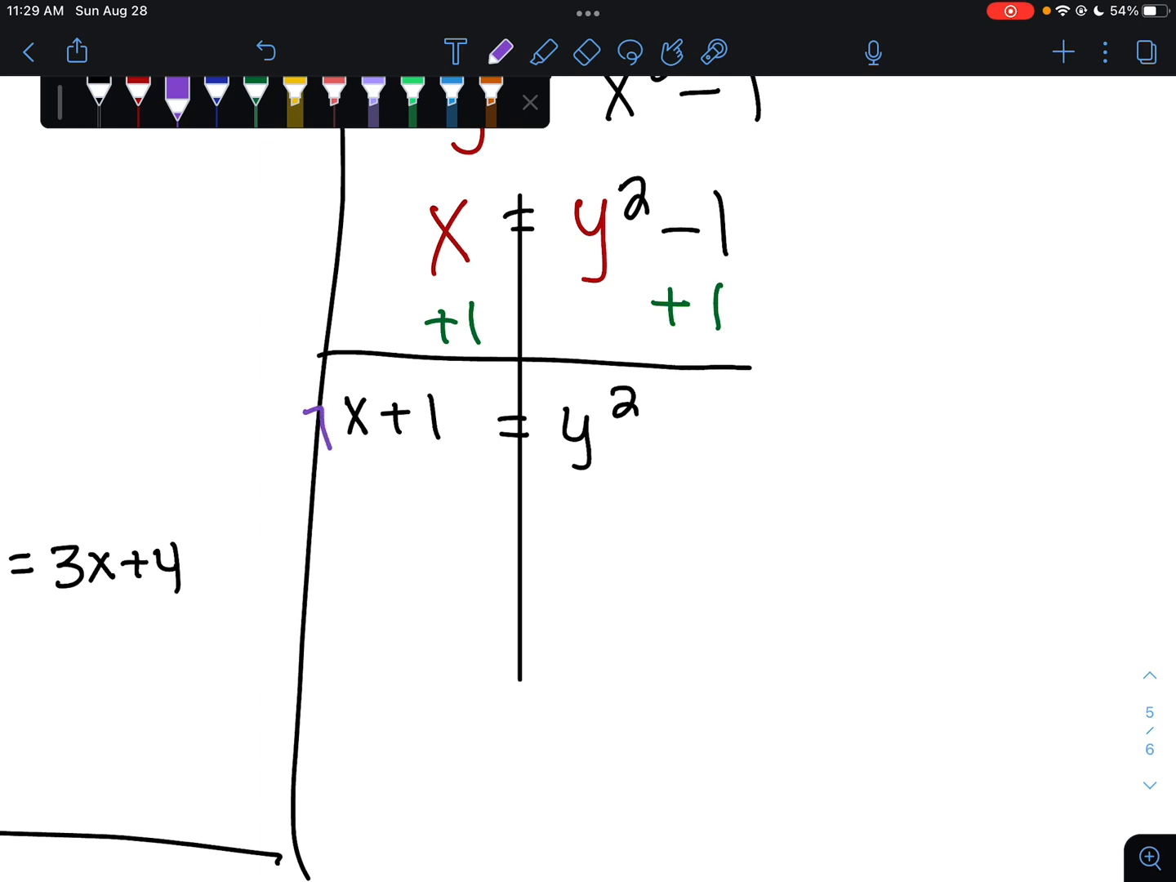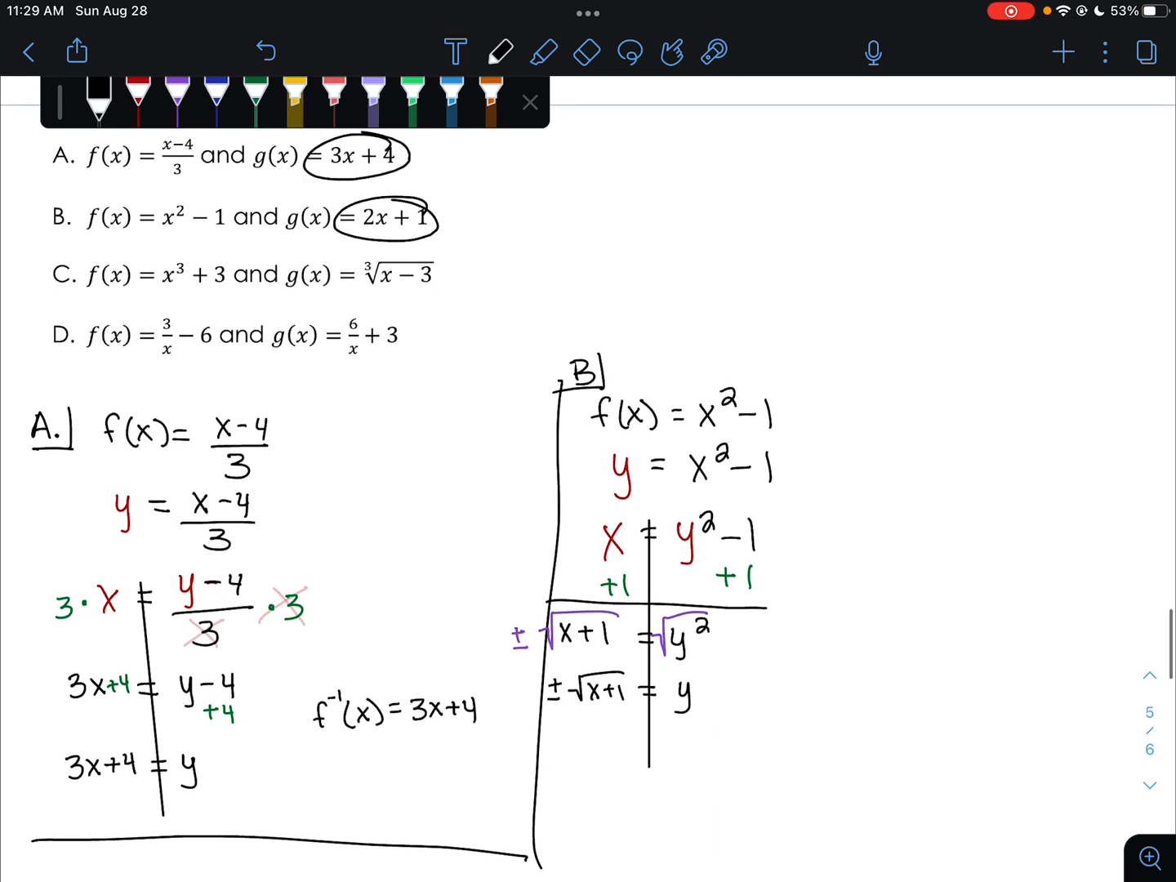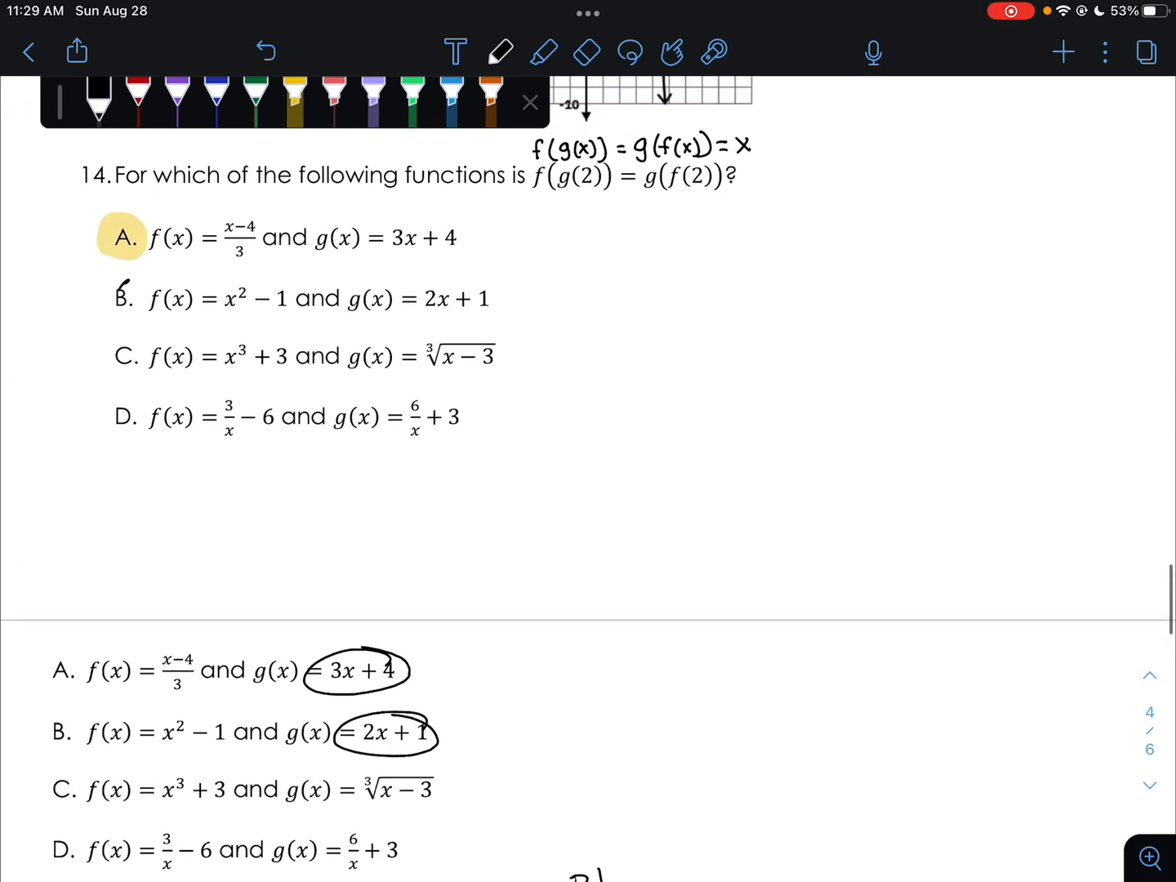Remember, I take the square root of both sides, but when we take the square root, you have to remember the plus or minus. So I get plus or minus the square root of x plus 1, and that equals y. Well, if I look at it, that is not the same thing that it has right here. So B is not an answer.